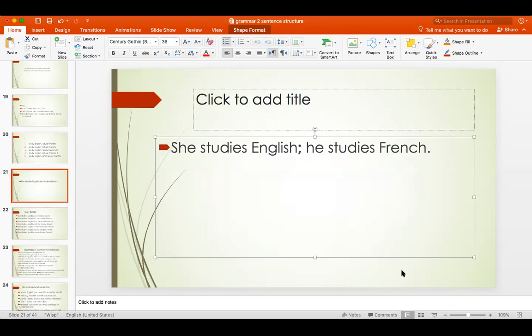Cause and effect. Is the second one giving information? Is it a contrast? Is it an option? Think about it. Pause the video and think about it. Look at this. When you say she studies English, full stop, he studies French, or with a semicolon, the relationship is actually not clear. It's vague.